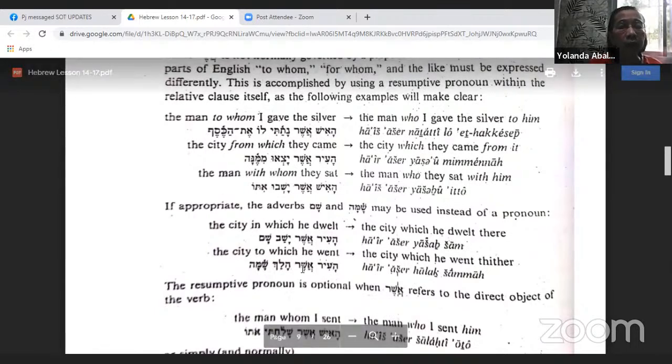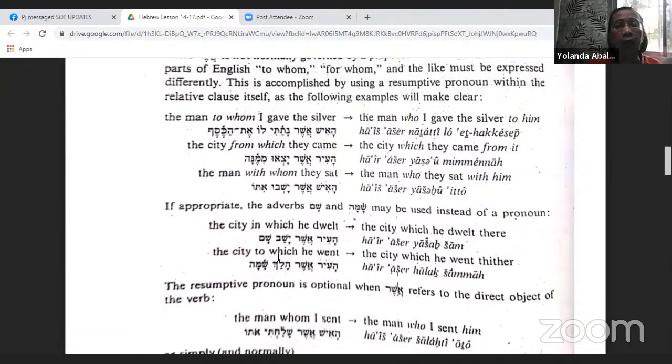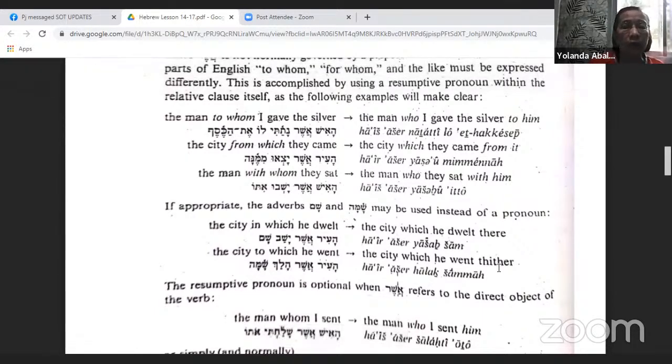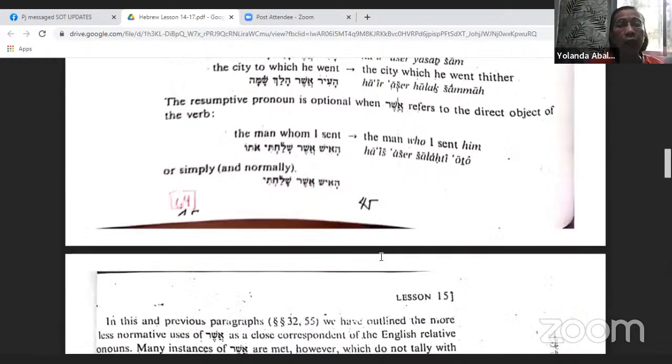Next, Ha'ir, Asher, Halak, Shama. The city Asher to which Halak went or he walked Shama towards there. The city which he went Tider. Natandaan nyo yung Tider, Hider. Yes. These are the ones.